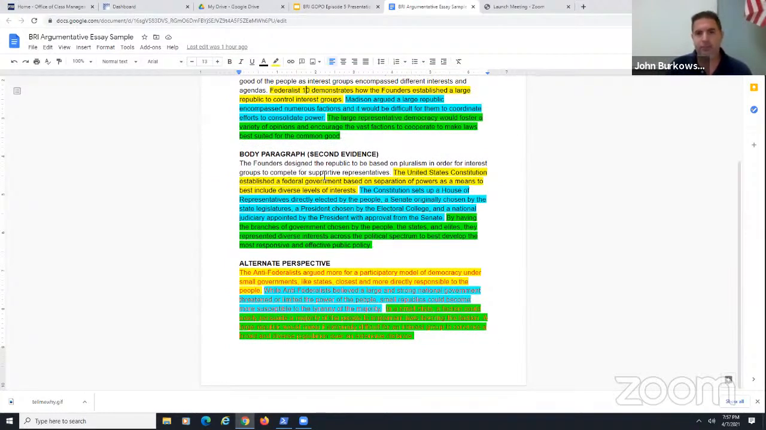Body paragraph, second evidence. Again, to compete for support, the United States Constitution. That's the foundation. I'm using that as the second piece of evidence. Anything else could have worked. Federal government based on separation of powers as a means to best include diverse levels of interest.